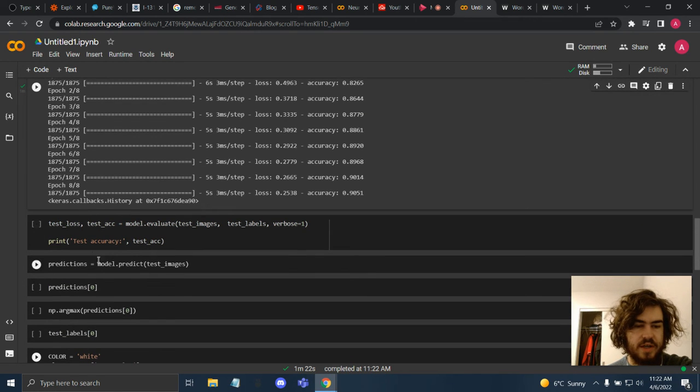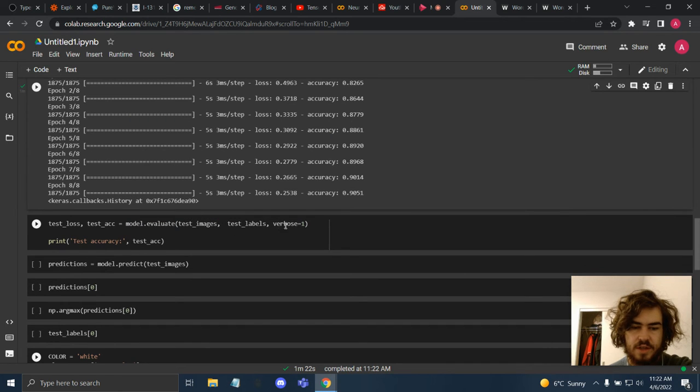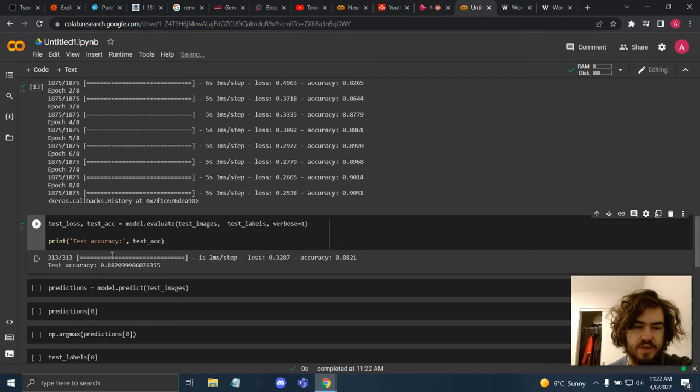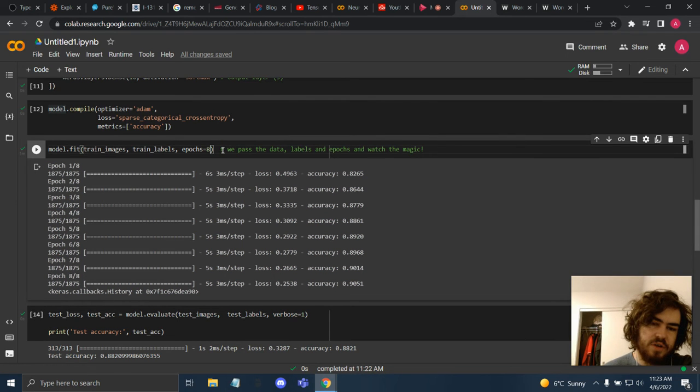Now we're going to try and test it. We're evaluating against the test images and the test labels with verbose, and this will be our test accuracy at the end, and we're using our test loss. So overall, we have a test accuracy of 80%, which is pretty good. Now we are going to pop this down. Let's try a different epoch, just to see what happens, essentially.